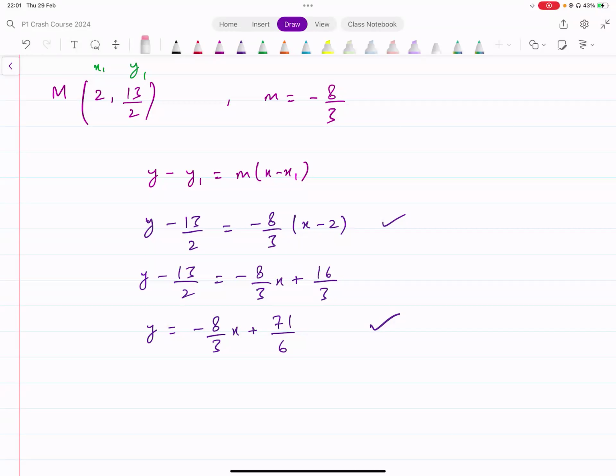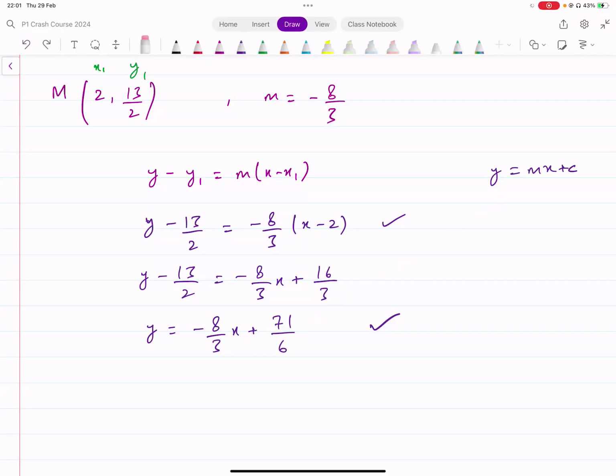Rizal is asking, can we always leave it like this? Well, no, because sometimes they do ask you in the questions that you need to write your answer in a particular form. So they might ask you to write down the equation in this form, y equals mx plus c. In that case, you would convert it to this form.